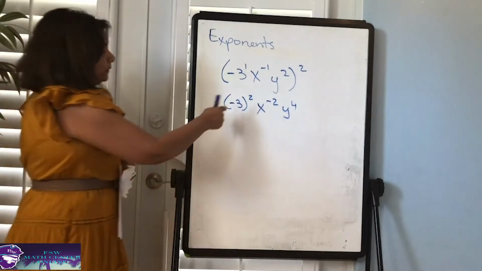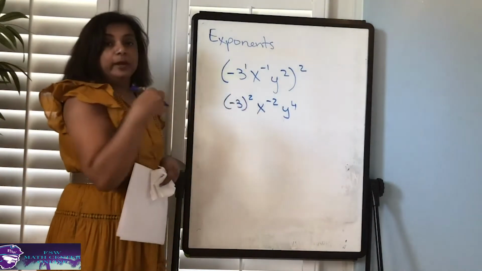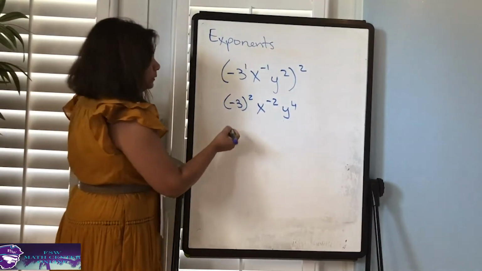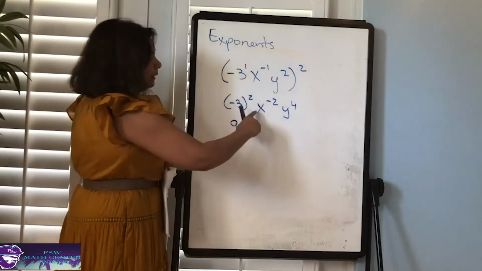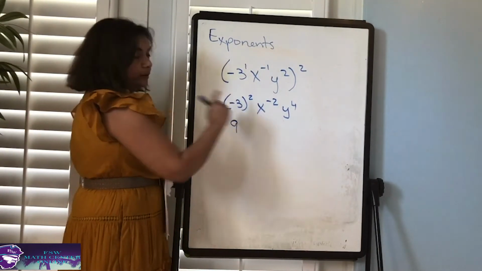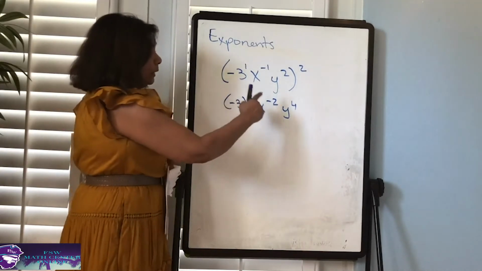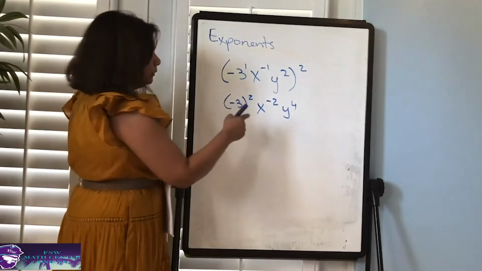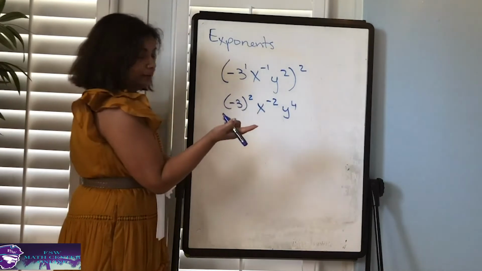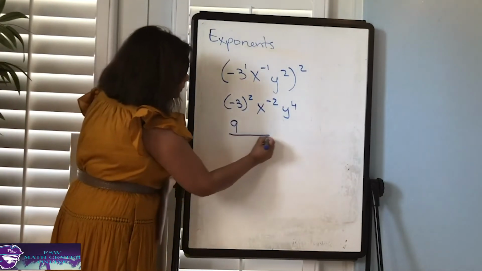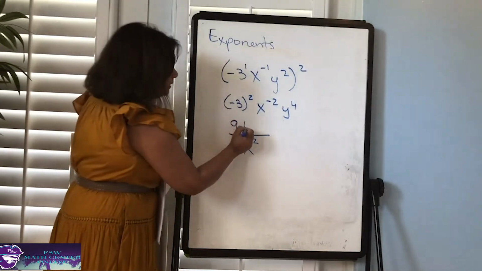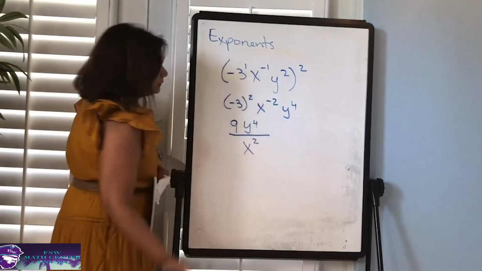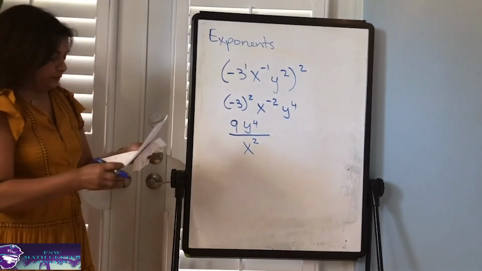Now we can simplify this part. Negative 3 squared means negative 3 times negative 3, which is going to give us a positive 9. So that goes there. X to the negative second power. You never leave your answer with negative exponents. So what we're going to do, since it's in the numerator, we're going to move it down to the denominator, and that makes your exponent positive. And then the y to the fourth stays where it's at. Okay, so that would be a final answer.